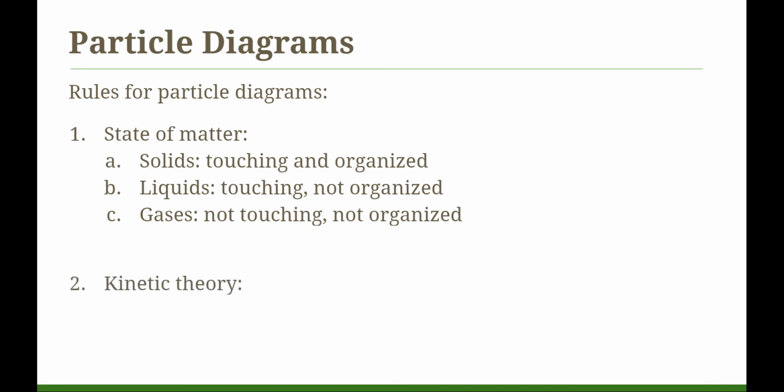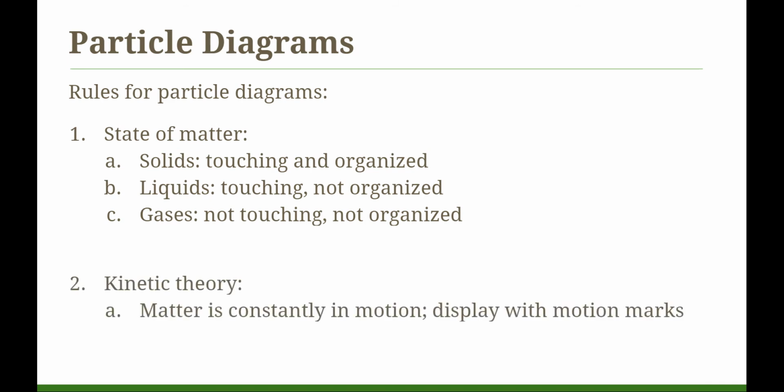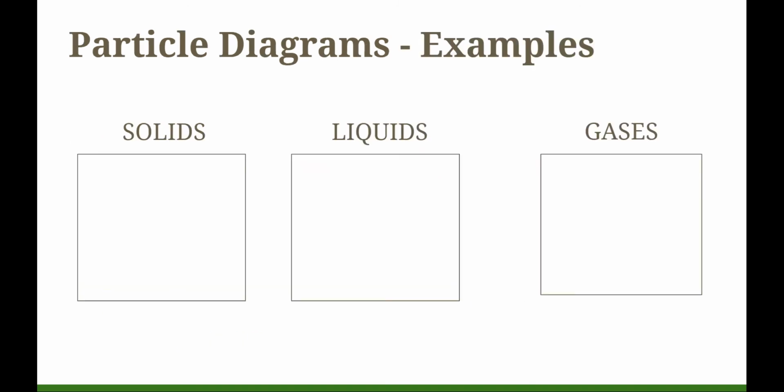The kinetic theory of matter, once again, states that matter is constantly in motion, and we want to show that with motion marks. So when we have more marks around an object, that means it's moving more. And we'll see what that looks like in the next example. So take a look at these examples.